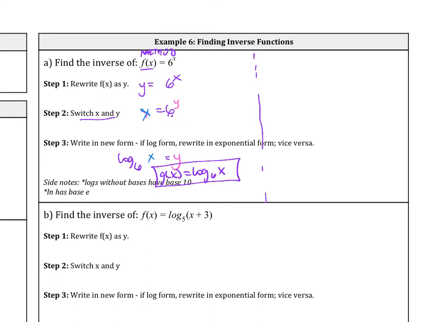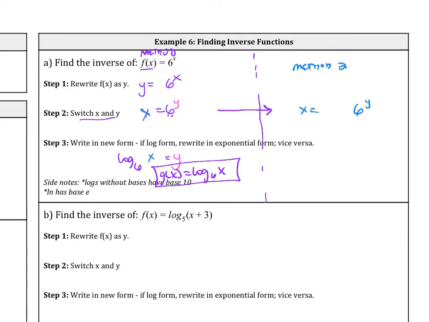So now another way to think about this, method 2, is that if we have x equals 6 to the y, what we want is we want that y to not be in the exponent position.